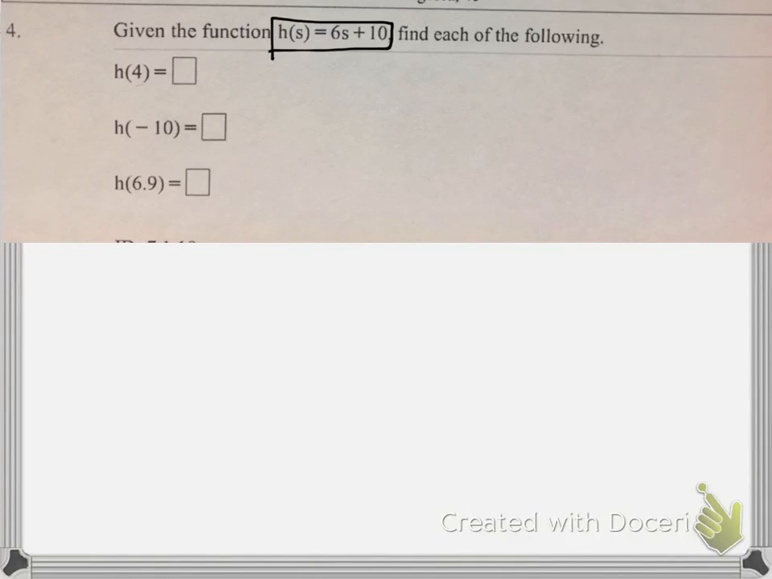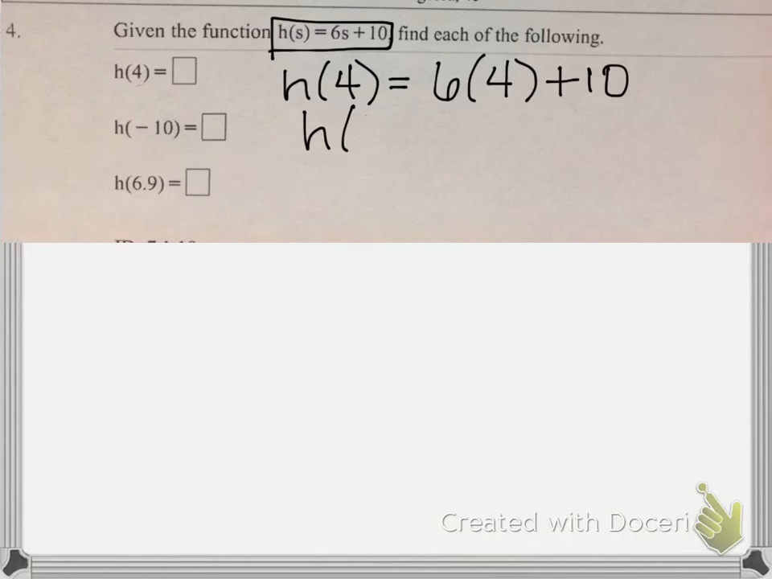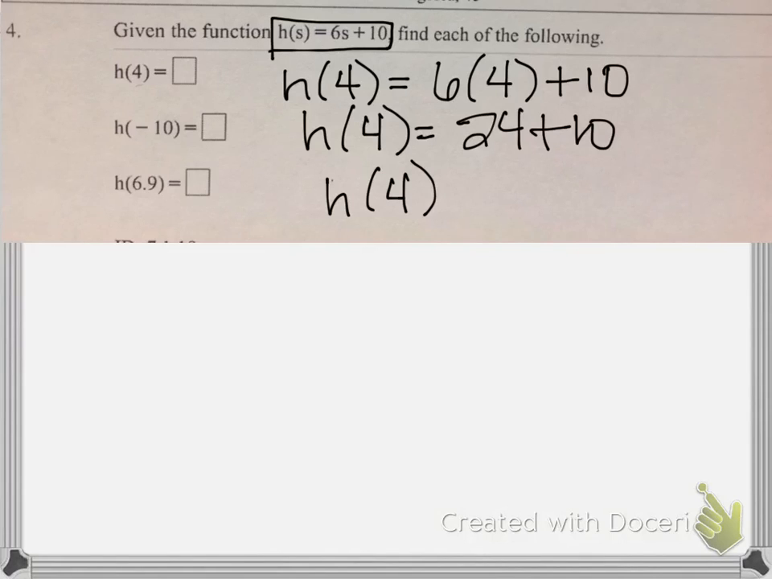So when I go to plug it in, h of 4 means the h function, my input is 4, so I just substitute the 4 in for the s and then do my calculations. So h of 4 is going to be 24 plus 10. So h of 4 equals 34. What that means is when I use function h and my input is 4, my output is 34. That's the answer to the first part.